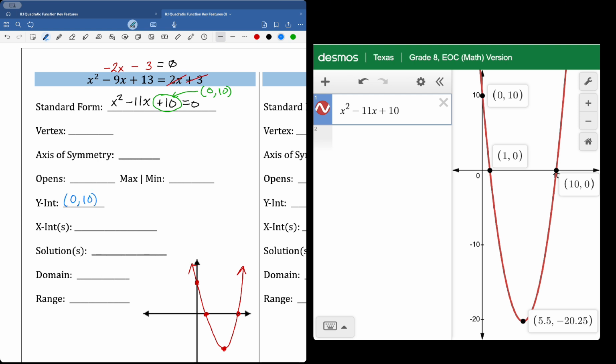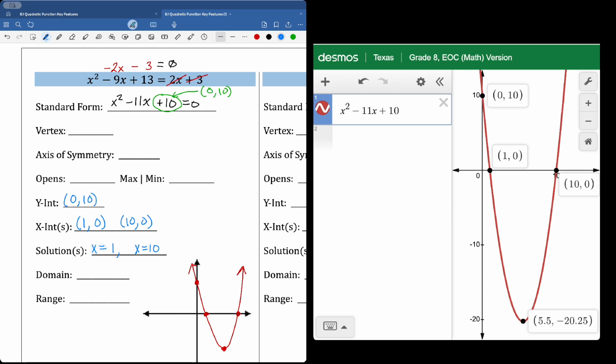Moving from the y-intercept, I move on to the x-intercepts. I have two of those. I have (1, 0) and (10, 0). And then the solutions are x equals 1 and x equals 10. So they're literally just the x values of the x-intercepts.